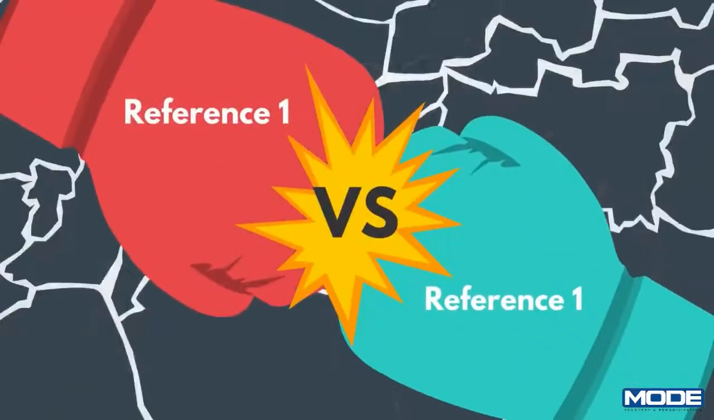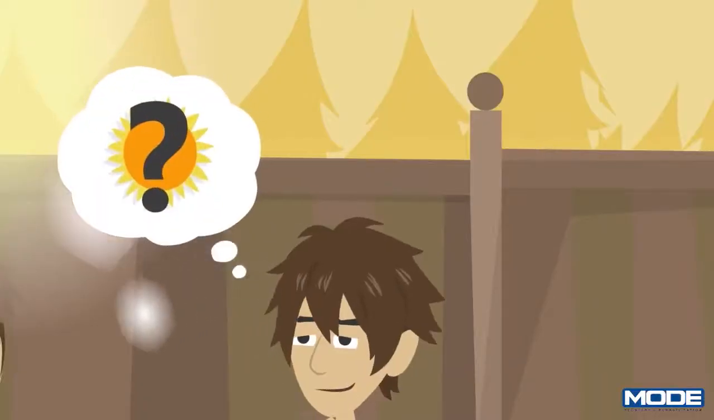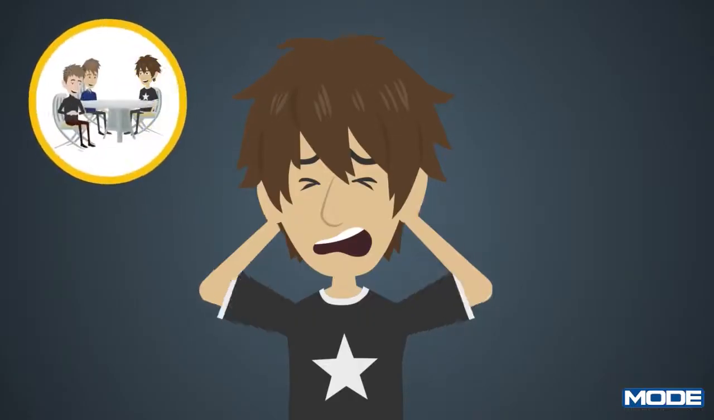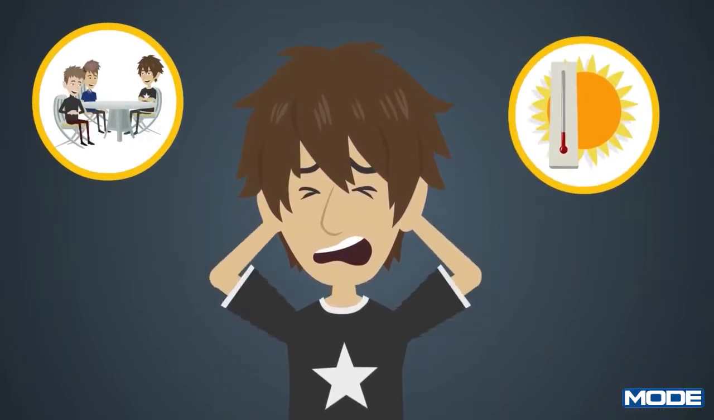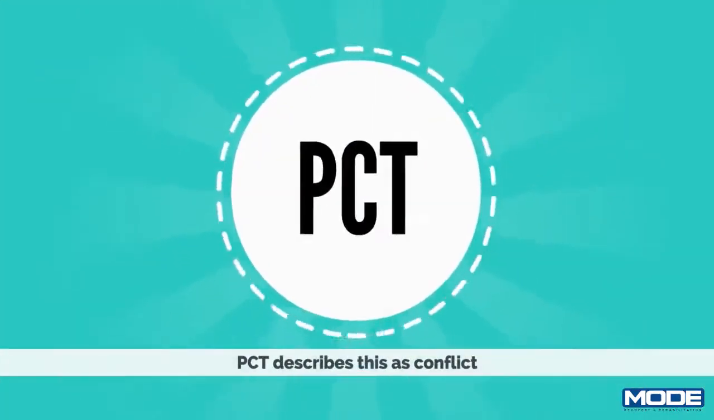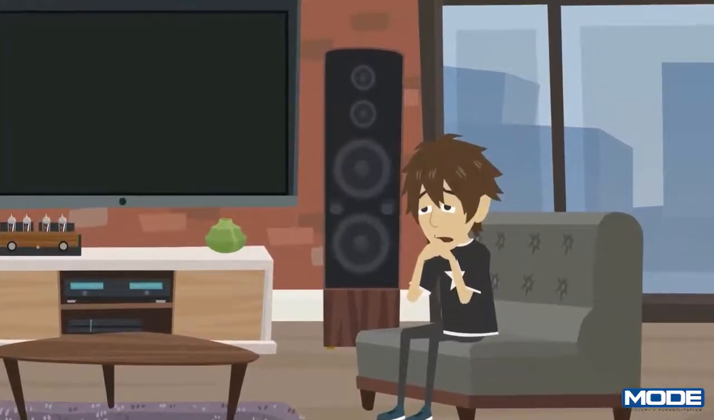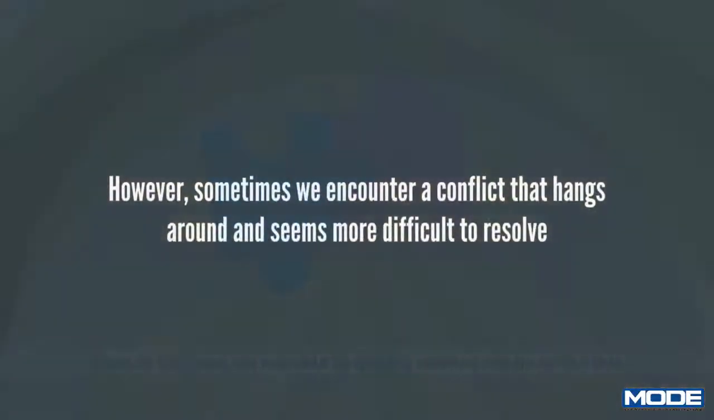However, sometimes we can end up in a situation where we have references or goals that clash with each other. Maybe we want to get out of the hot sun, but we're also enjoying sitting with friends or enjoying the weather. In this case, there's a tension between our goal to enjoy the company of our friends and our goal to keep cool. PCT describes this as conflict, and it's a common source of psychological distress. Most of the time we're able to quickly resolve conflicts like this. However, sometimes we encounter a conflict that hangs around and seems more difficult to resolve.